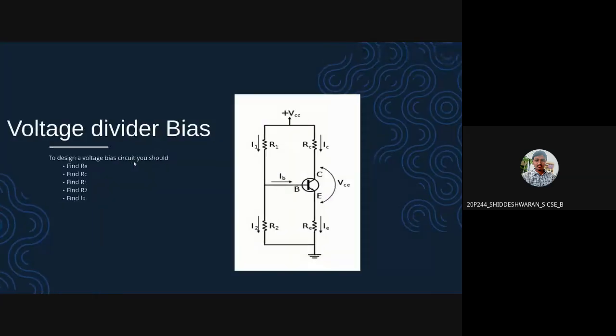Voltage divider biasing. In voltage divider biasing, we have a few extra components to calculate, that is R1 and R2. These R1 and R2 are used to regulate the voltage that is given to the VBE, and then we have to regulate RC and RE, the collector resistor and the emitter resistor.